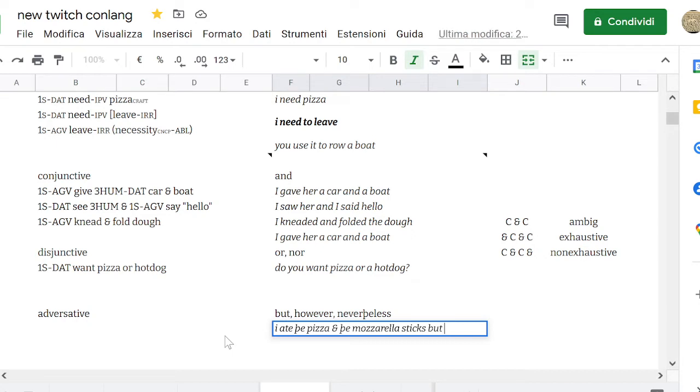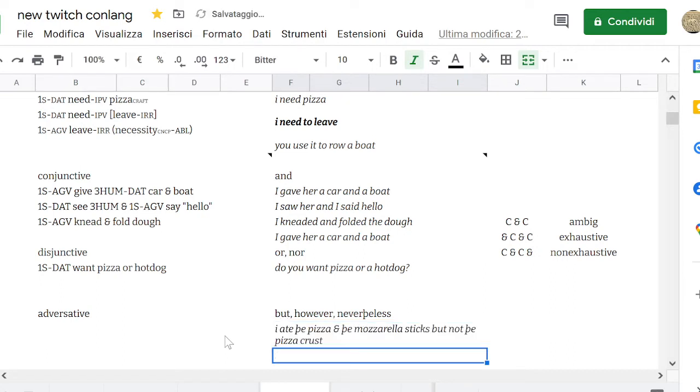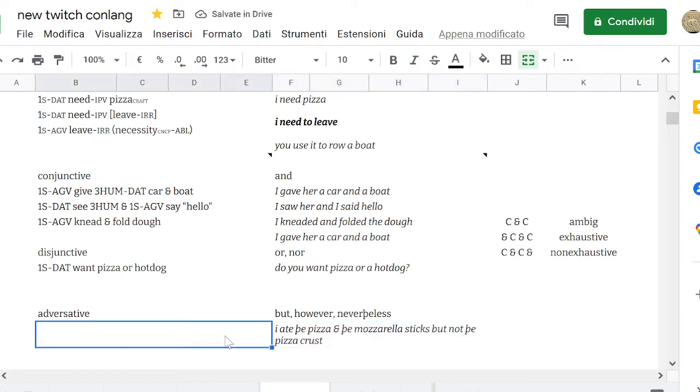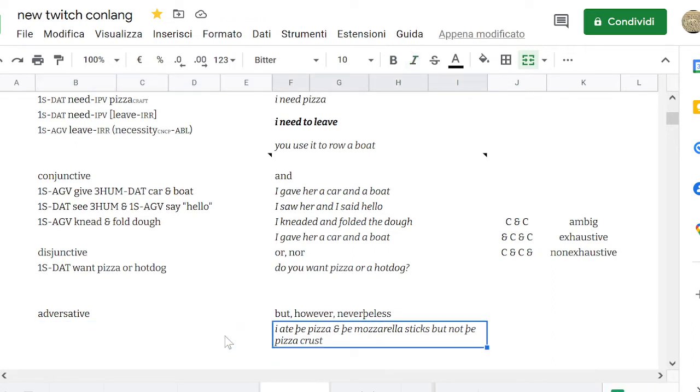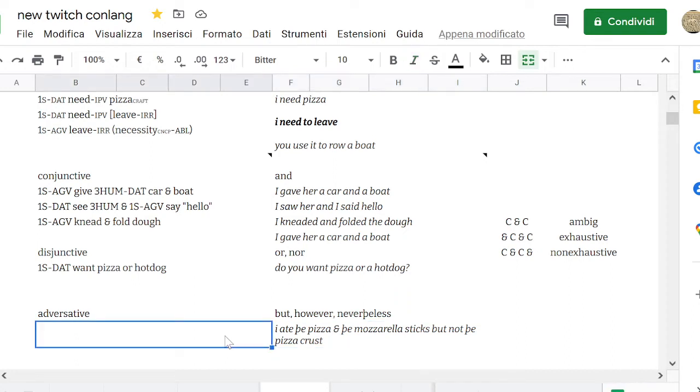So, I ate the pizza and the mozzarella sticks, but not the pizza crust, because I am someone who doesn't eat crusts. This person, I'm going to eat their crust, because I love crust. But if this person is saying that, then I'm going to eat their crust. So we're going to have I as the agent of all of this. So I, agent, and then eat, because it's a past event, so it's just going to be unmarked.